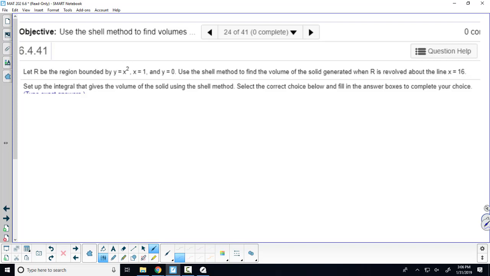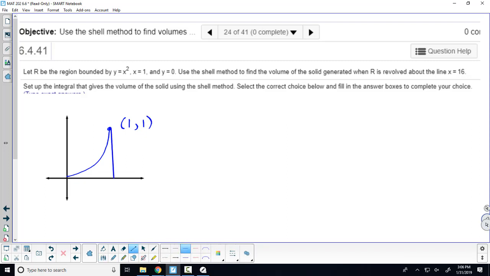Alright, so this says that we've got this region, y equals x, bounded by y equals x squared, x equals 1, and y equals 0. So let's go ahead and just sketch that real quick. It's always good to have a picture so you can see what's going on. That region is going to be rotated about the line x equals 16. So x equals 16 is way out here, and we just need a general idea of how things are related.